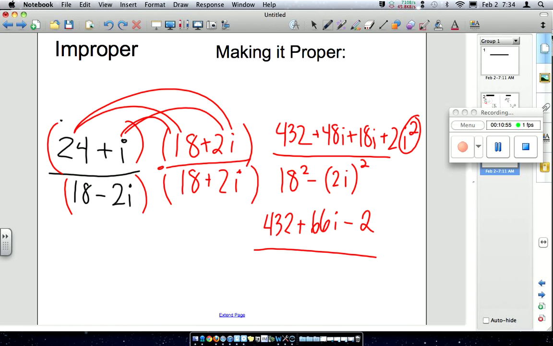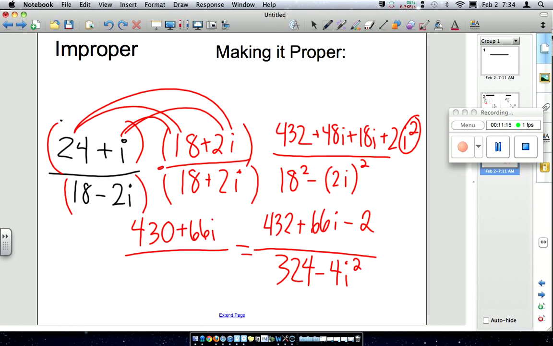So it looks like the top can simplify further. I'm just going to take care of that right now. 430 plus 66i. So the top is simple, but the bottom I want to simplify that. So 18 squared is 324, and then minus 2i squared, so it's going to be minus 4i squared. Remember, the i creates a negative 1, so this will be a negative 1 right here, the i squared. So it's really 324 plus 4, or 328.